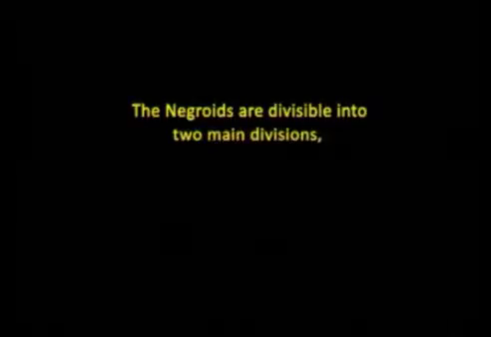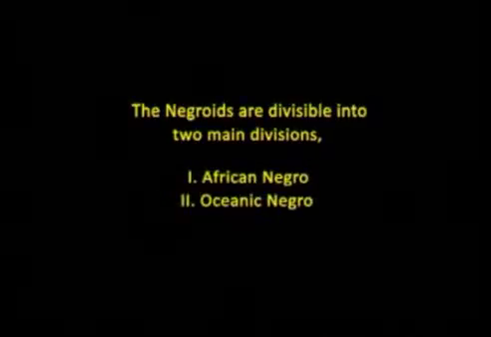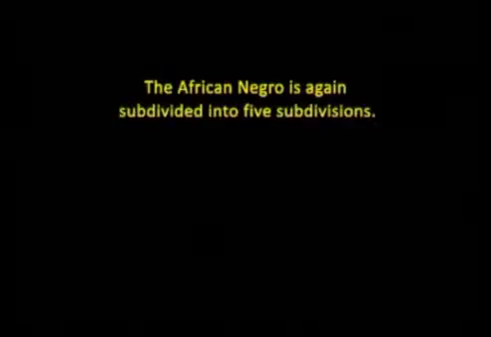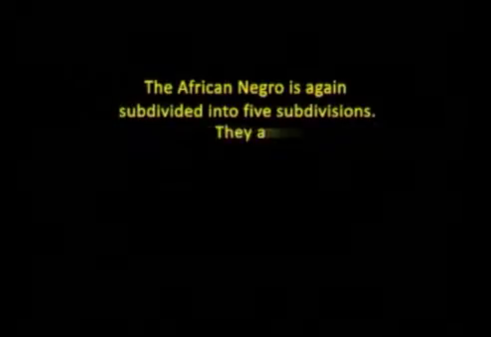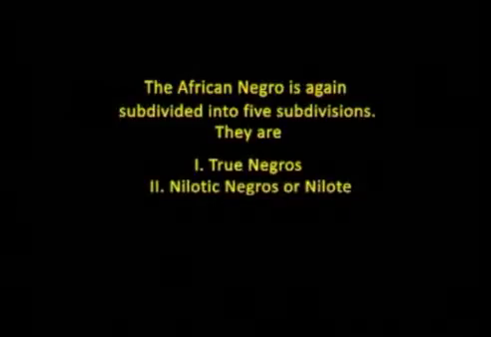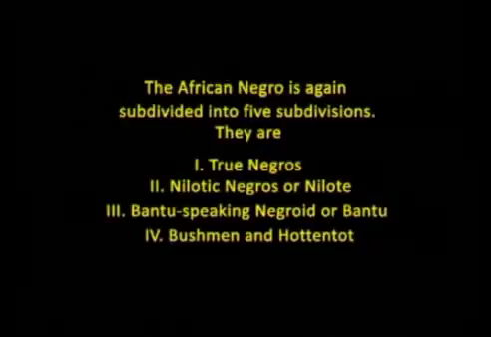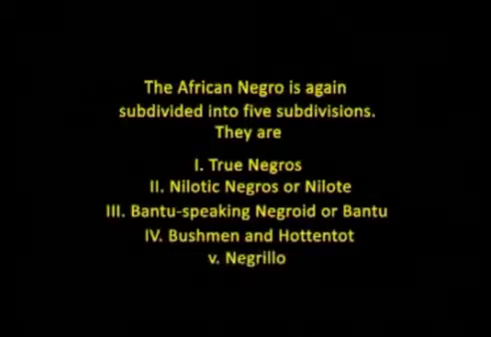Now let us see Negroid. The Negroids are divisible into two main subdivisions. Number one, African Negro. Number two, Oceanic Negro. The African Negro is again subdivided into five subdivisions. They are true Negroes, Nilotic Negroes or Nilots, Bantu-speaking Negroid or Bantu, Bushman and Hottentot, and Negrillo.